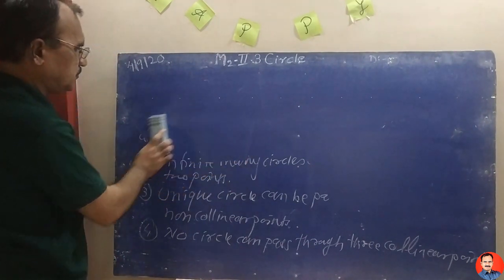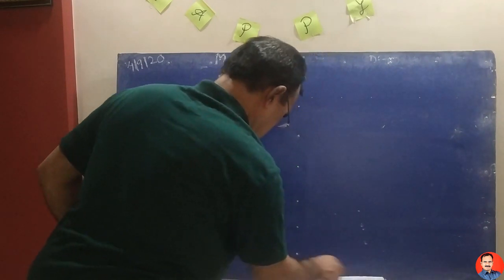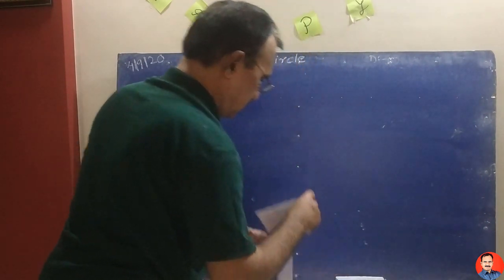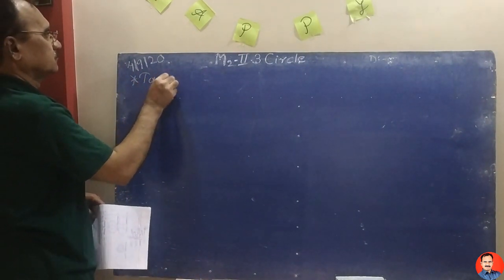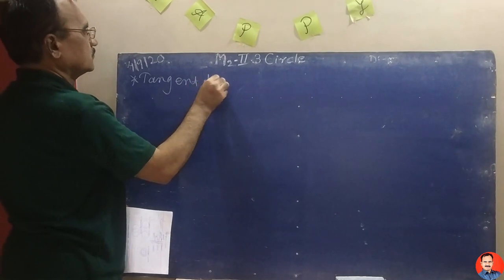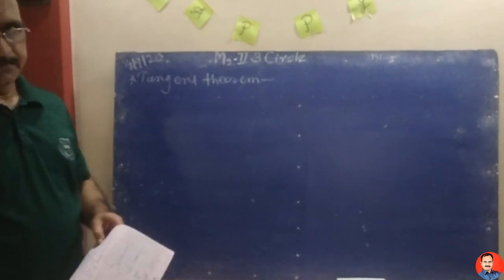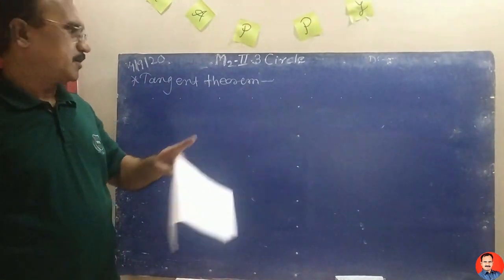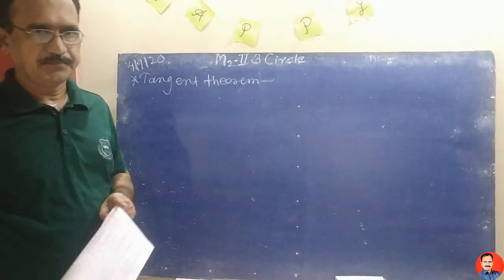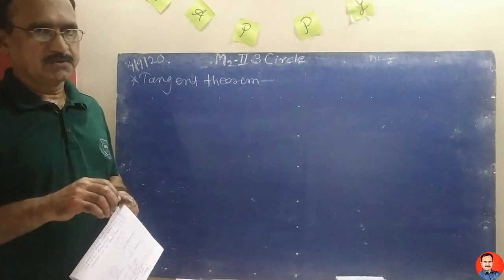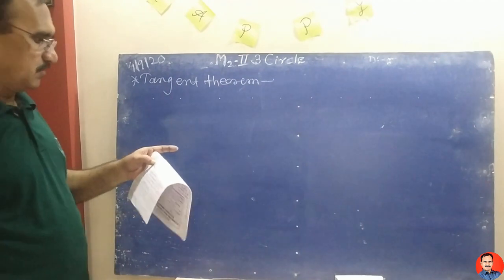This is the basic part of this chapter. This is also a basic part of this chapter. Now, the tangent theorem. This theorem is on page number 51. I am writing here the statement only. If you are more interested in the proof of this theorem, the proof is already in your textbook. Read, write and try to understand yourself. This is on page number 51.